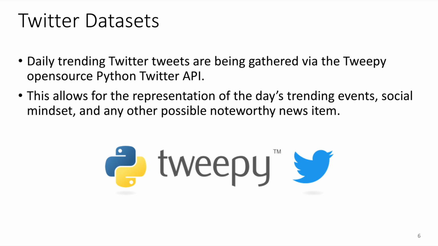The last major dataset collected was Twitter information datasets. These Twitter datasets were collected on a daily schedule in order to gather information on world events and trending topics. This was done via the open source Python Twitter API called Tweepy. This allowed for the representation of daily trending events, social mindsets, and any other possible newsworthy item that would be worth tracking for financial investment decision-making and for the overall understanding of financial world events.